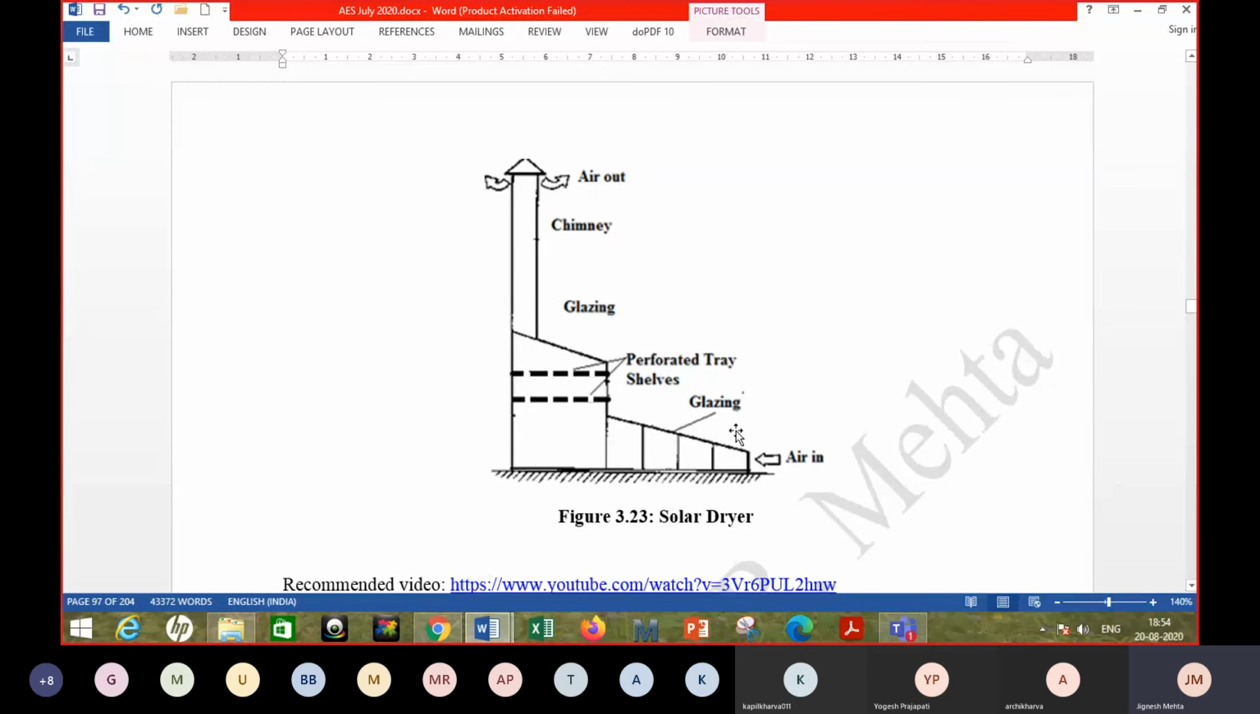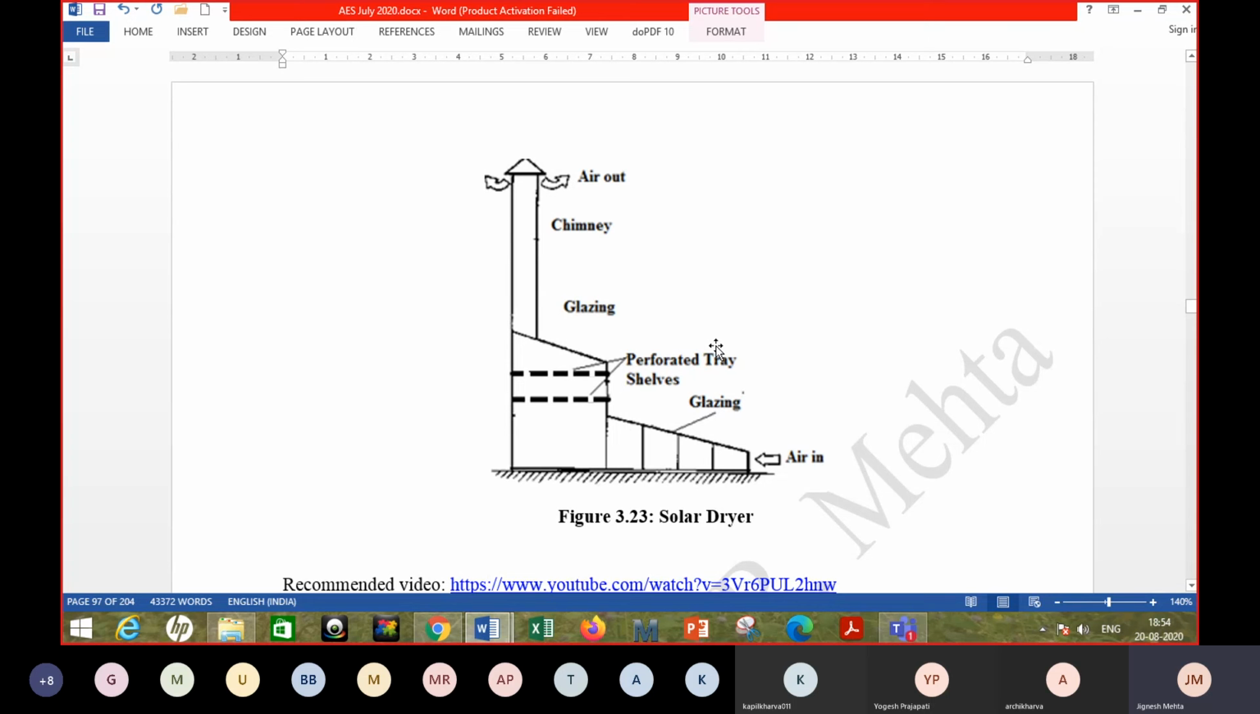There is a chimney here which is also creating draft, and the air is being sucked and getting heated, and then it passes through these perforated trays or shelves, and the product is put over that. The hot air picks up the moisture from the product, dries it, and then comes to the bottom of the chimney and rises up through that and comes out. So here you don't need any electrical energy. Of course, the control of temperature would be difficult when you have a completely passive system.